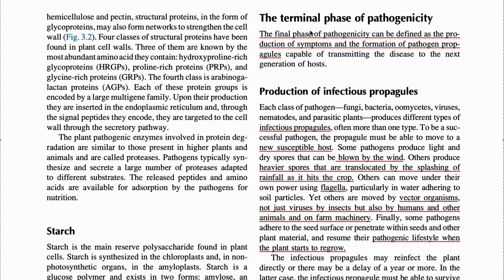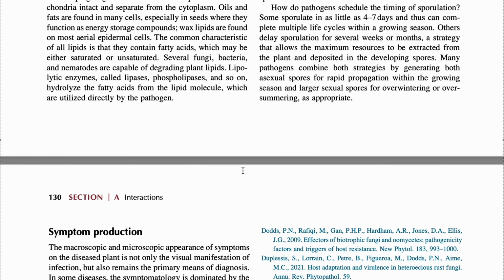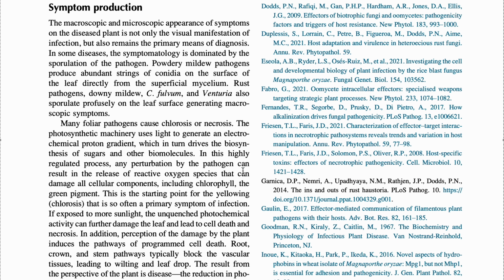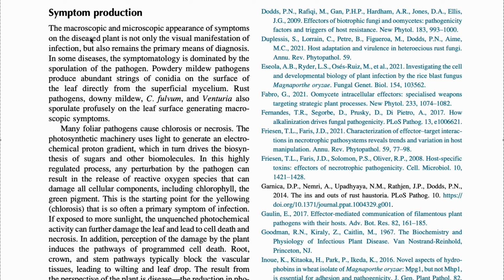See here in the terminal phase we have seen, what is the terminal phase? The production of symptoms, right? So we will now see symptom production. The macroscopic and microscopic appearance of symptoms on the diseased plant is not only the visual manifestation of infection but also remains the primary means of diagnosis.